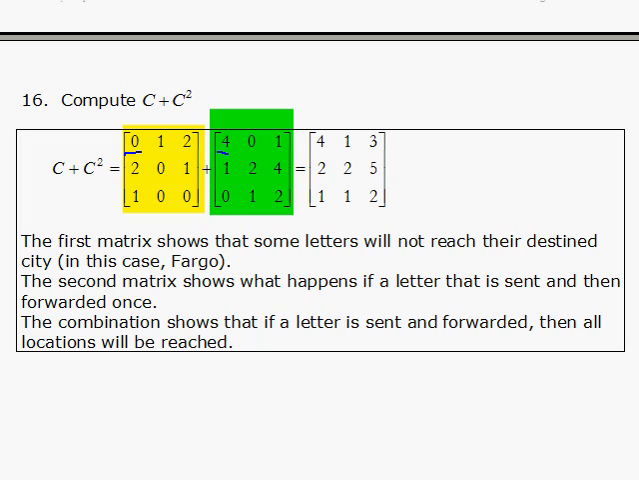The 0 plus the 4 gives me 4. 1 plus the 0 gives me the 1. The 2 here and the 1 give me the 3, etc. So you just go cell by cell, adding or subtracting the matrices. In this case, you want to add them.